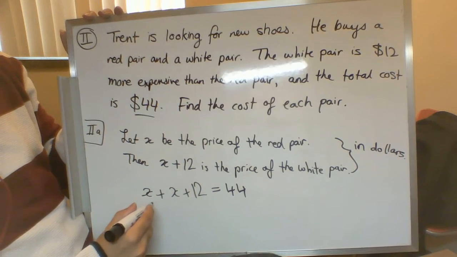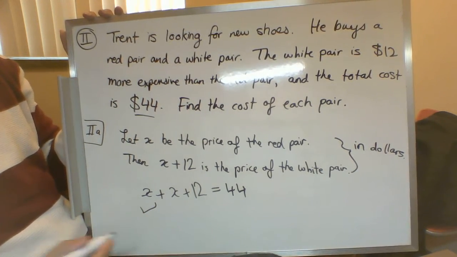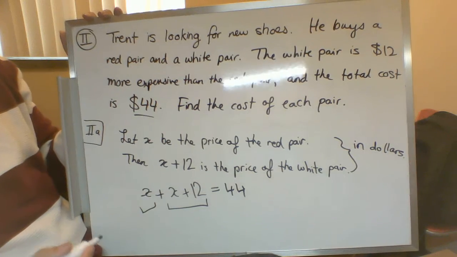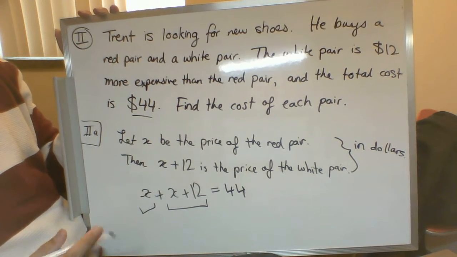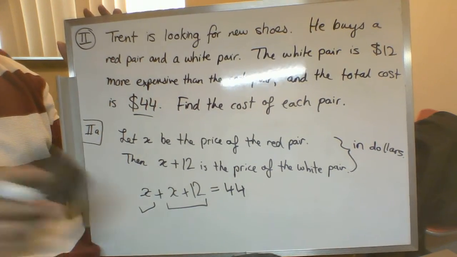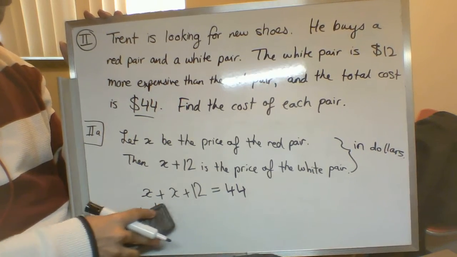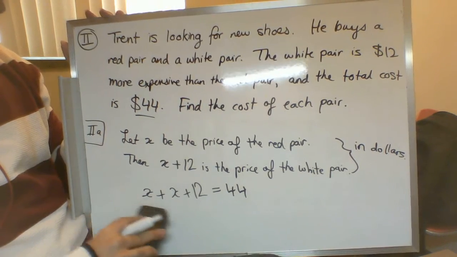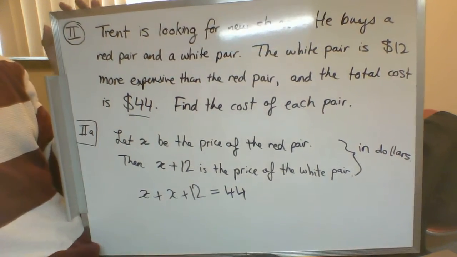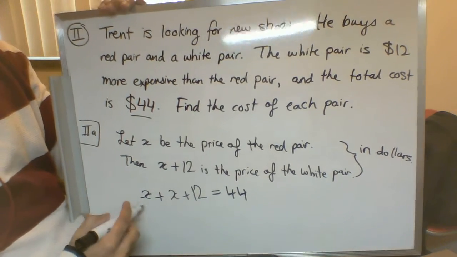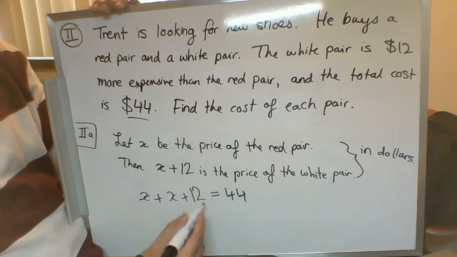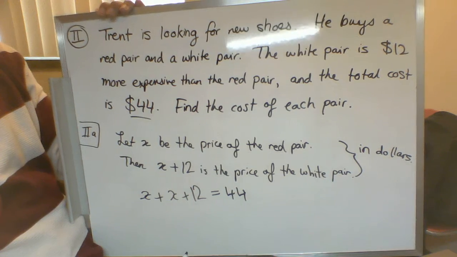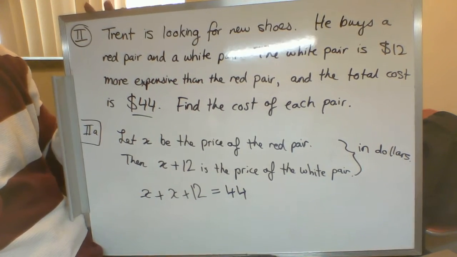So this x right here is for the red pair, and then this x plus 12 over here is for the white pair. If I thought this through a little bit better earlier on, I would have taken out a red marker so that we could color code this a little bit better. But that first x comes from the red pair, and then this whole x plus 12 comes from the white pair, and the total cost is $44.